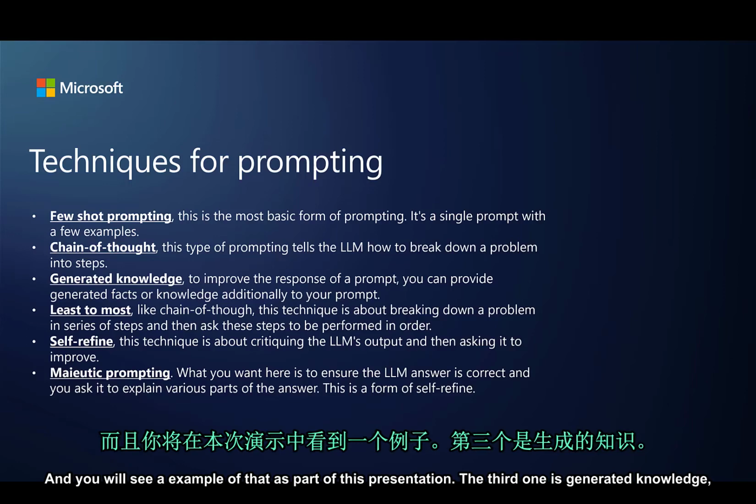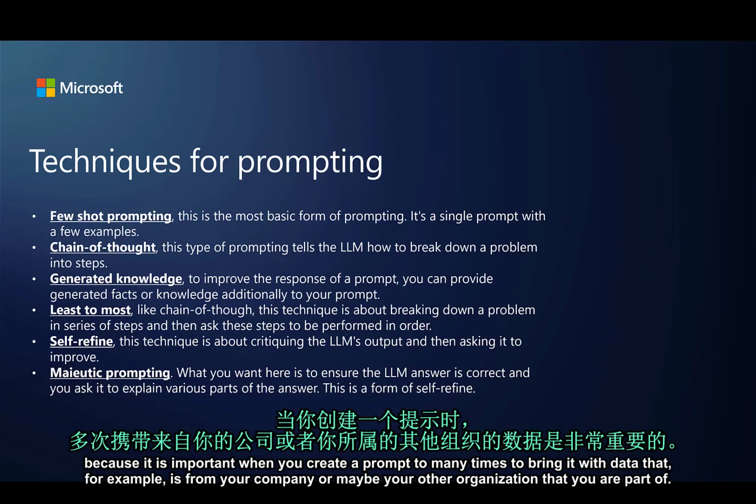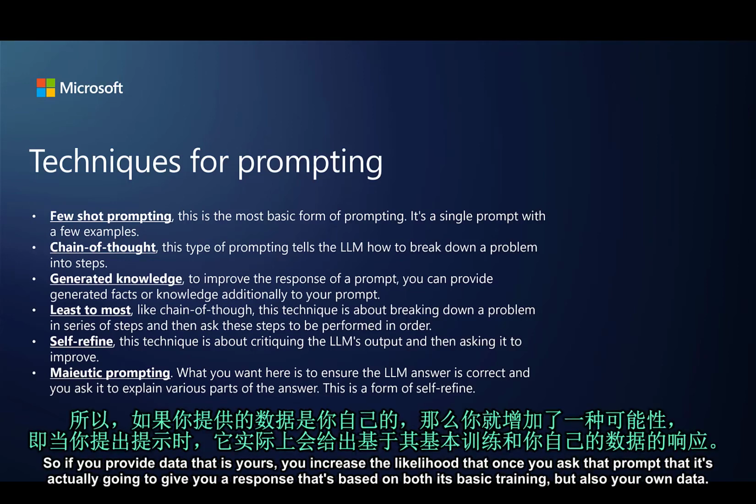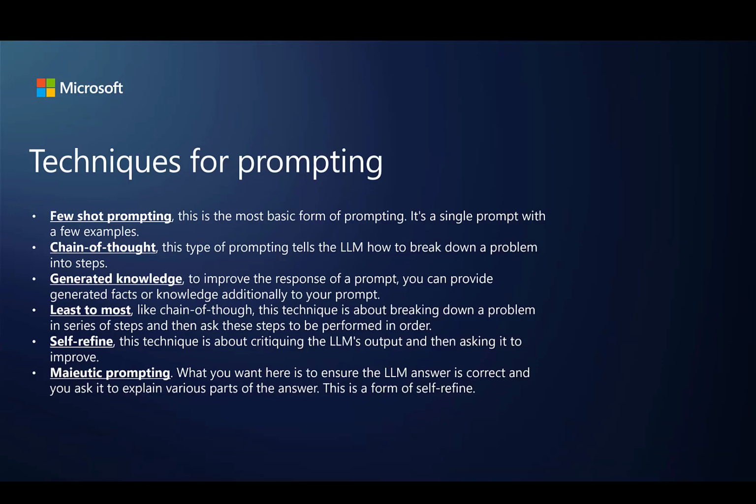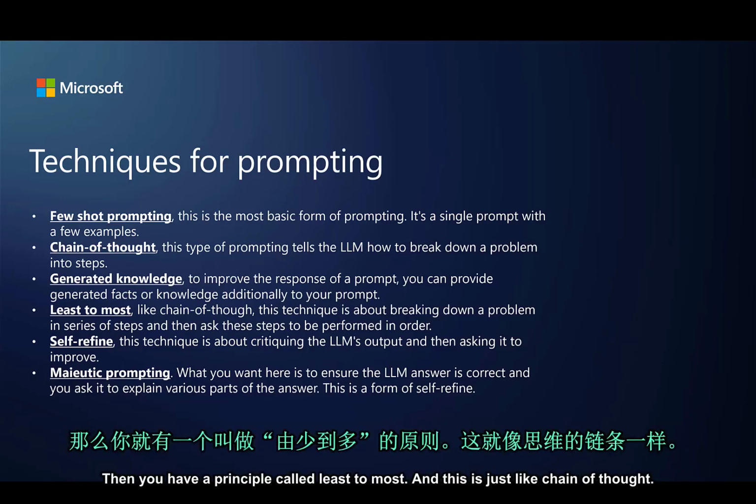The third one is generated knowledge, because it is important when you create a prompt to many times bring it data that, for example, is from your company or maybe another organization that you're part of. If you provide data that is yours, you increase the likelihood that once you ask that prompt, it's actually going to give you a response that's based on both its basic training but also your own data. Then you have a principle called least to most.